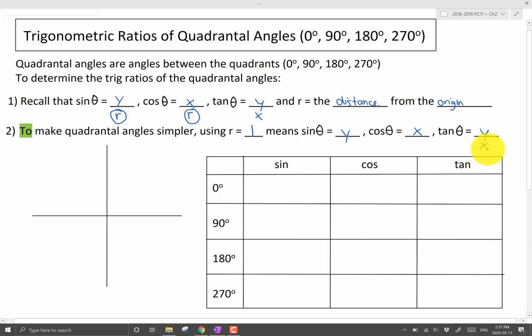So let's go ahead and look at these different quadrantal angles, so 0, 90, 180, and 270, and you should be able to memorize these ratios, and you can always check them on your calculator at any point in time, but they will ring true.